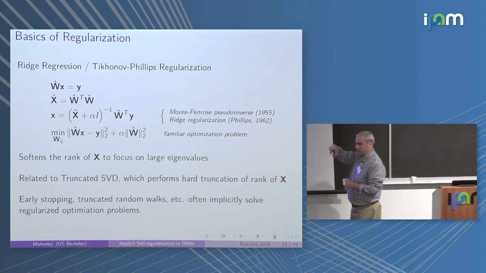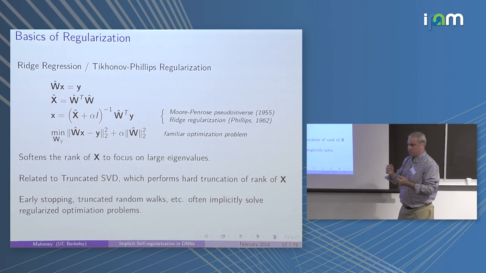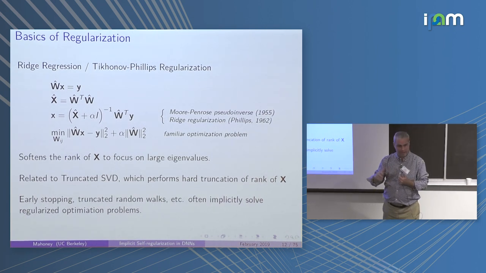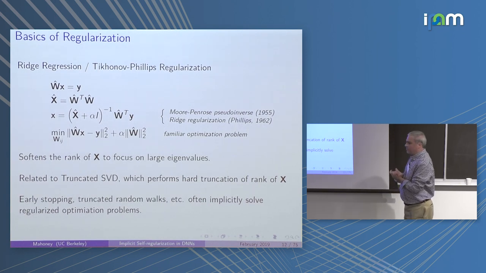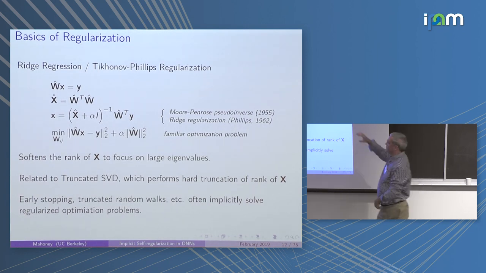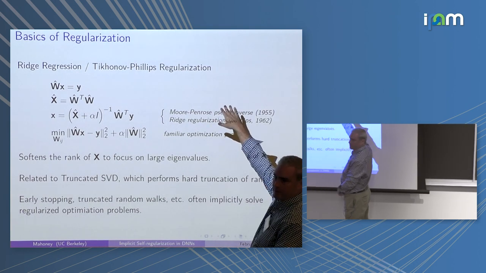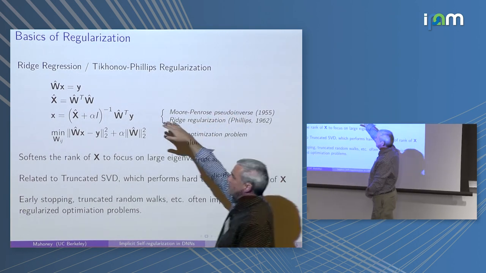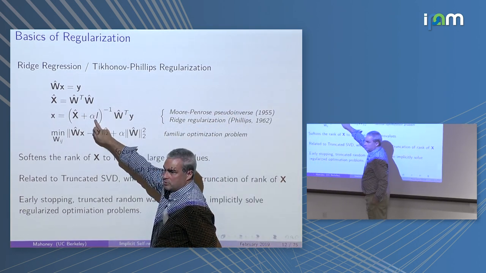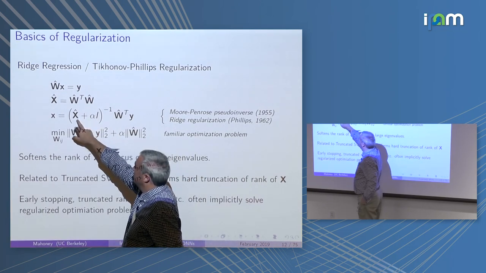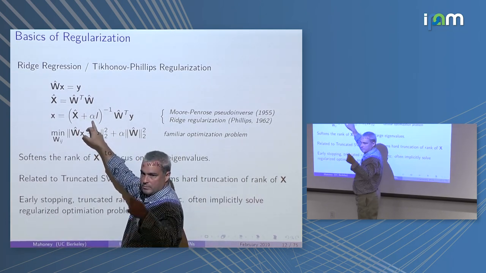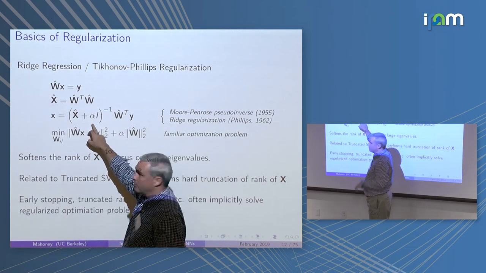So here, getting to the scale question. So what we're going to do is try and characterize this regularization, which is actually being computed. And you should think of regularization usually as being of the following form. So ridge regression is the Tikhonov-Phillips type regularization. I want to solve a linear equation. It's ill-posed or singular. So I replace it with, I put my lambda I or alpha I there.